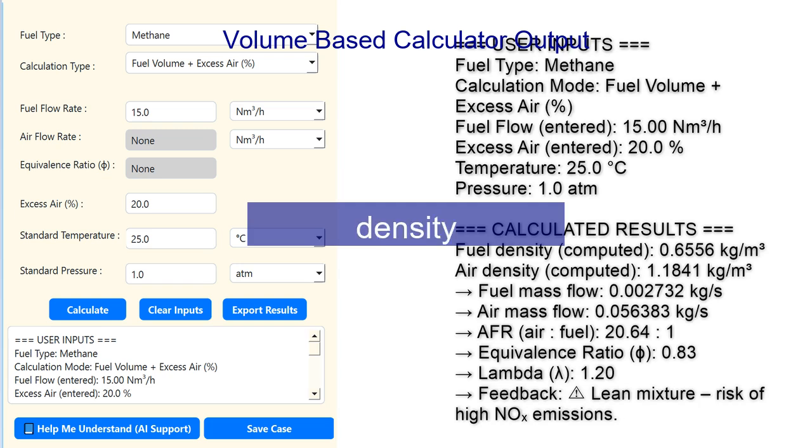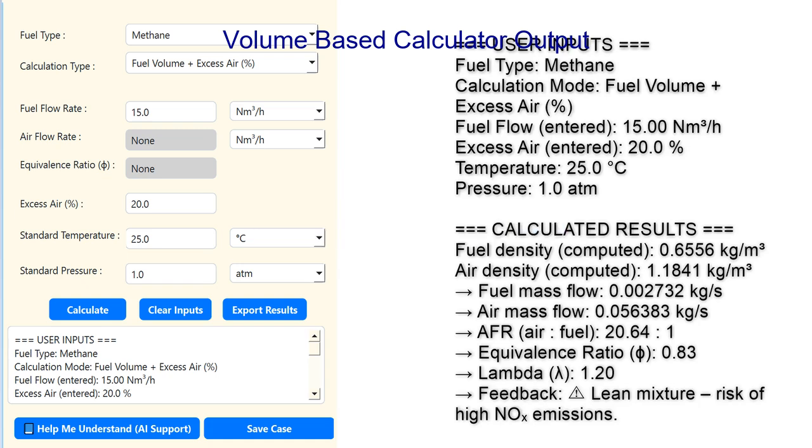Calculated results. Fuel density computed: 0.6556 kilograms per cubic meter. Air density computed: 1.1841 kilograms per cubic meter. Fuel mass flow: 0.002732 kilograms per second. Air mass flow: 0.056383 kilograms per second.